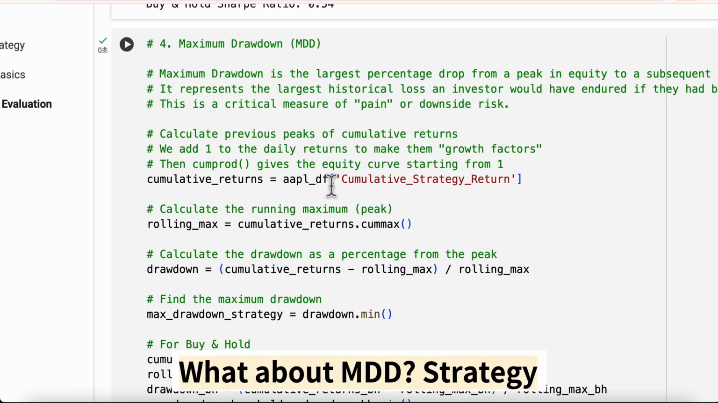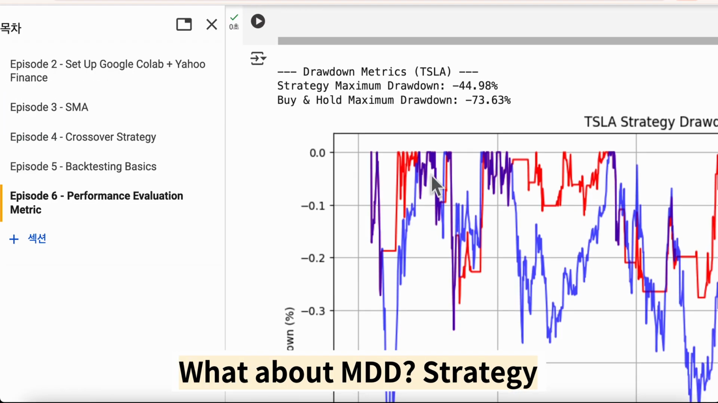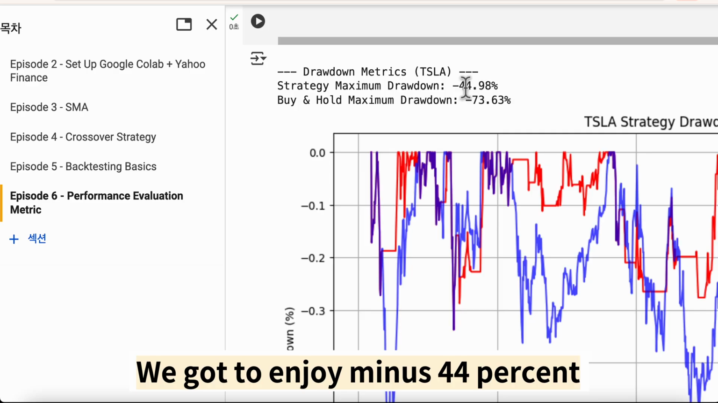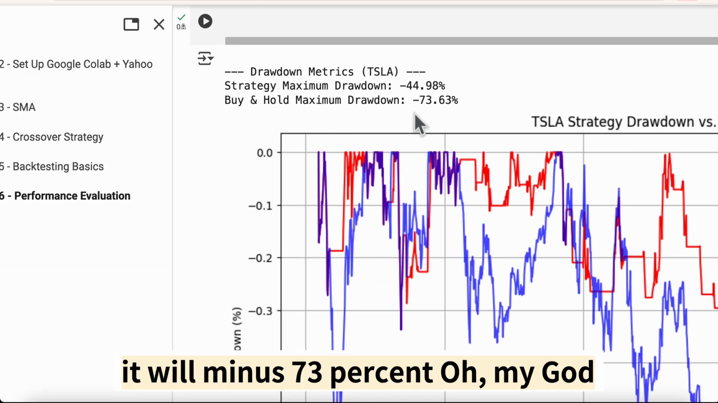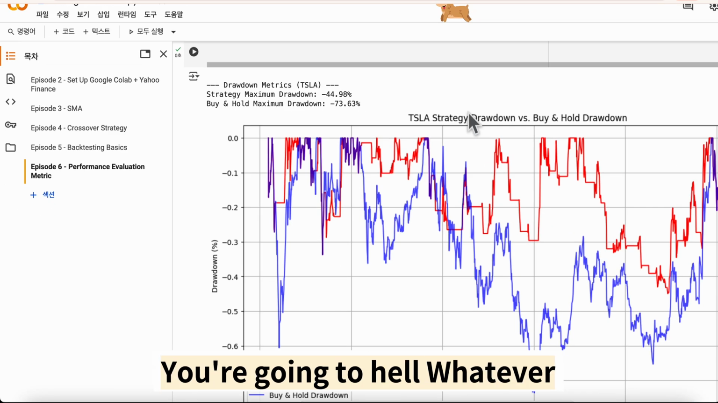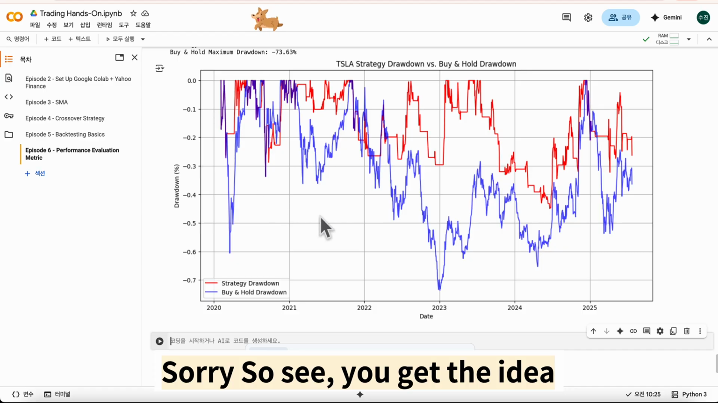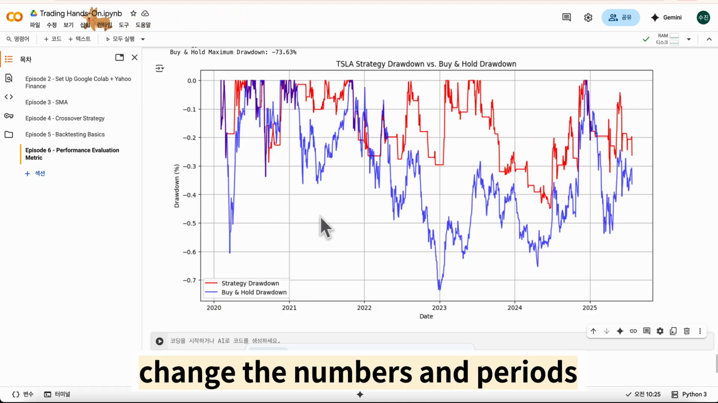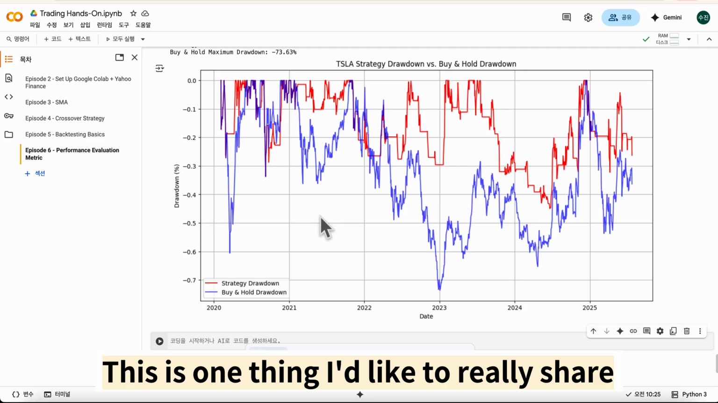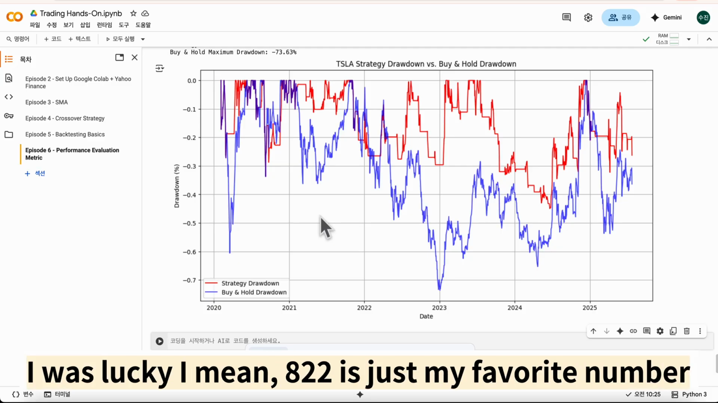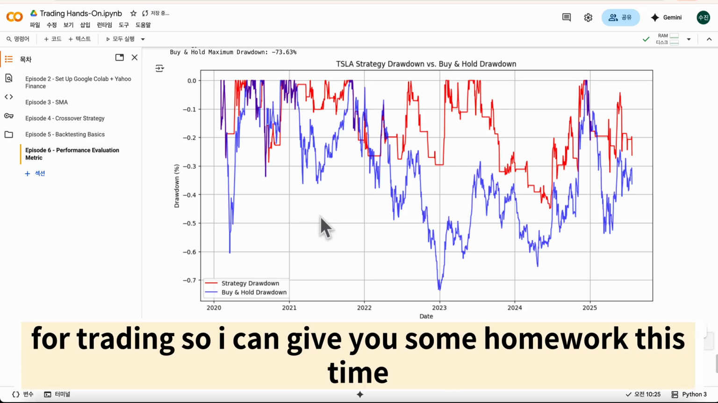That's so cool. What about MDD? With the strategy, we have to endure minus 44%. But if you buy and hold Tesla, it will be minus 73%. Oh my God, you're going to hell, whatever. Sorry. So see, you get the idea. You gotta move and move, change the numbers and periods, and you gotta think about your own strategy. This is one thing I'd like to really share. I was lucky. I mean, 822 is just my favorite number for trading.